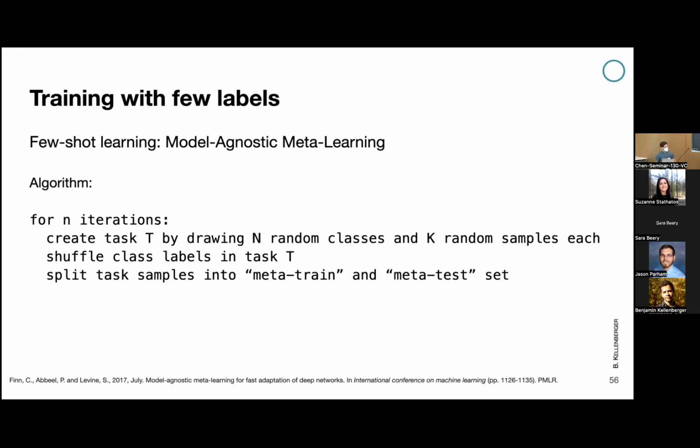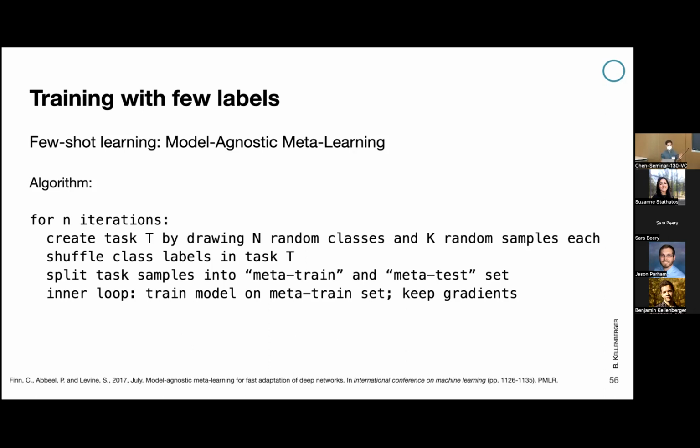And then you split the task samples into what's called a meta train and a meta test set. So you take your k examples and you say, if k is 10, I'm going to use the first 5 for training and the second 5 for testing, in quote marks. We do a split in this task. And then you have what's called an inner loop, where you train on the meta train set. So you train the model based on the current class labels, which are shuffled, to learn how to predict.